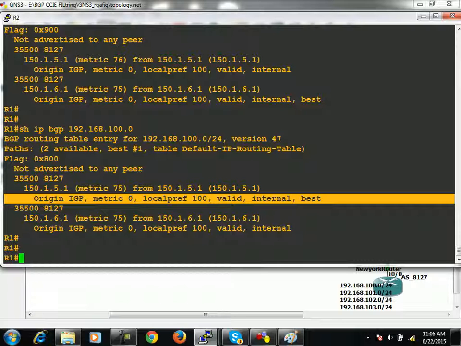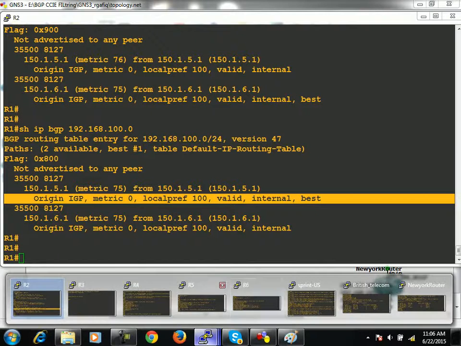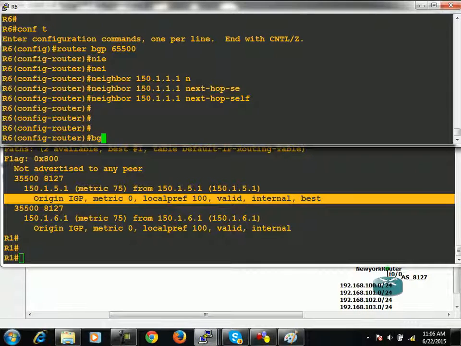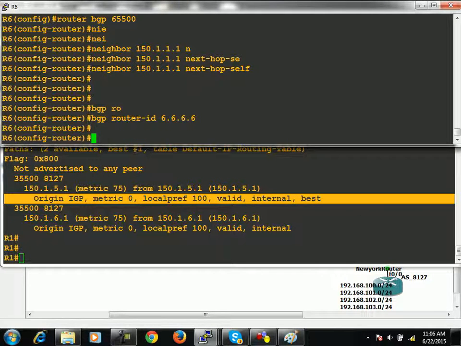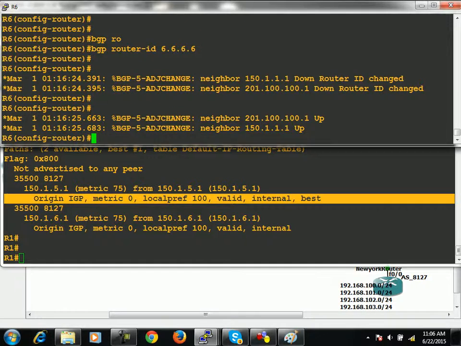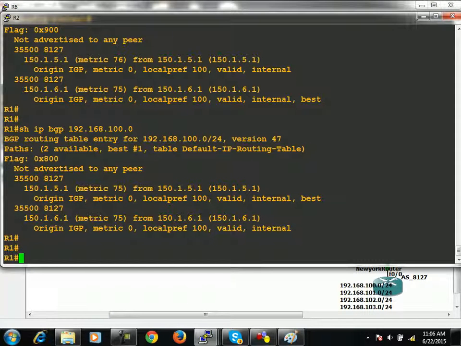You do one thing, move on to R6, configure its router ID lower than R5. Then R6 will win. So let's move on to R6 now and say BGP router ID. This is the command to configure the BGP router ID, right? And make it 6.6.6.6, which will be lower than 150.1.5.1. Now move back again on R1. Let it synchronize first.